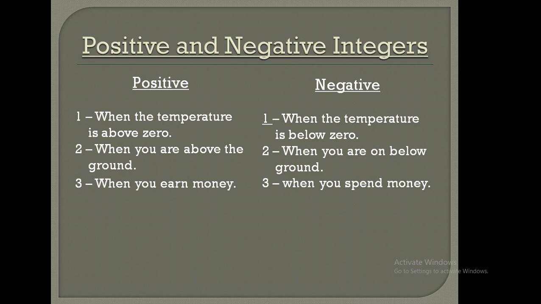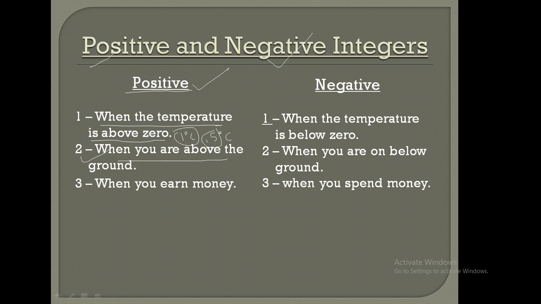Now we will move to the next slide, that is positive and negative integers. This differentiates between what is positive and what is negative. First of all, we will talk about positive integers. When the temperature is above 0, it means 1 degree Celsius, 5 degrees Celsius. So here 5 is what? A positive integer. 1 is what? A positive integer.